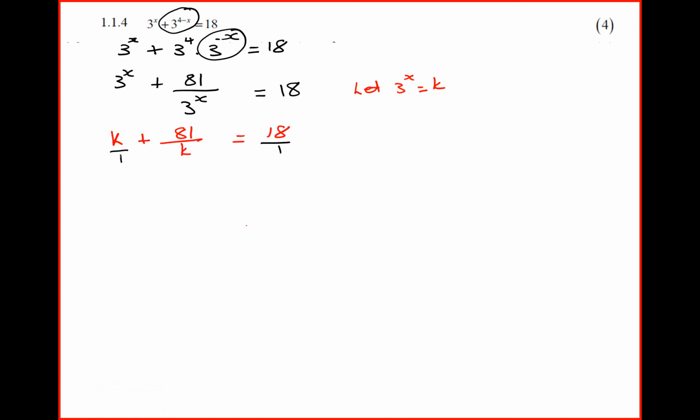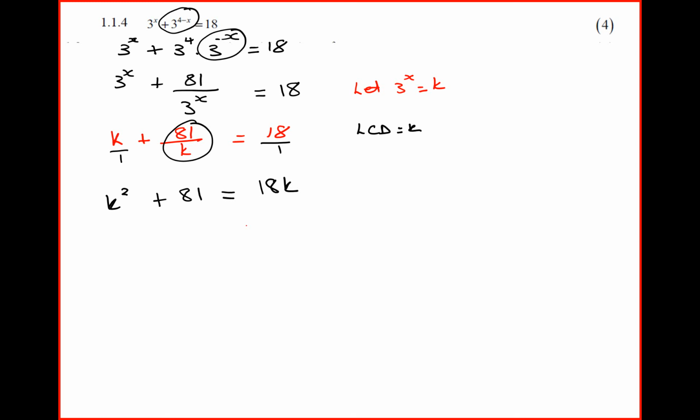So if we multiply the first term by k, we get k squared. If we multiply the second term by k, the k will cancel off. We're left with the 81. And we multiply our third term by k, we're going to get 18k. So I used an LCD of k.